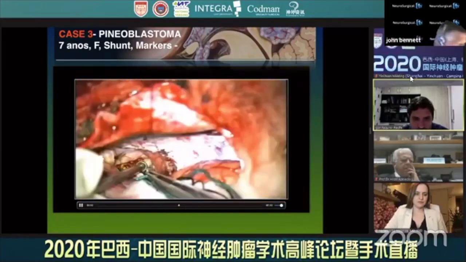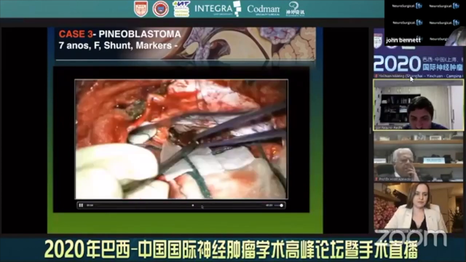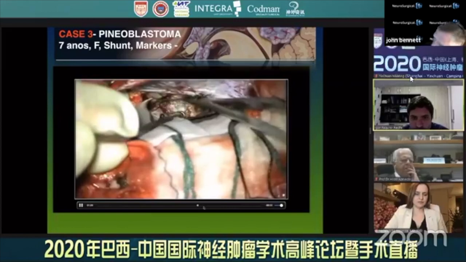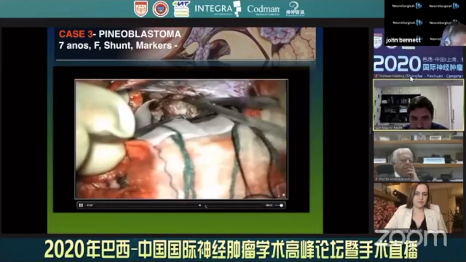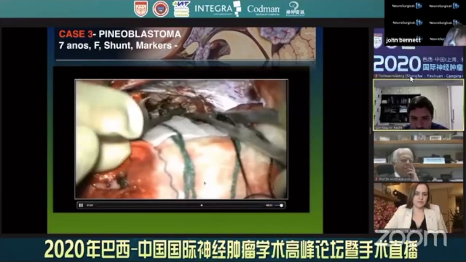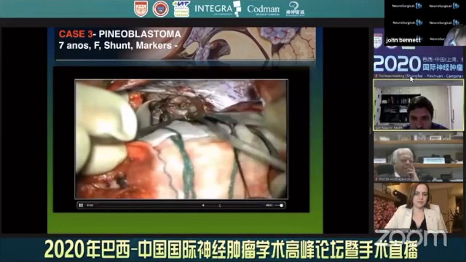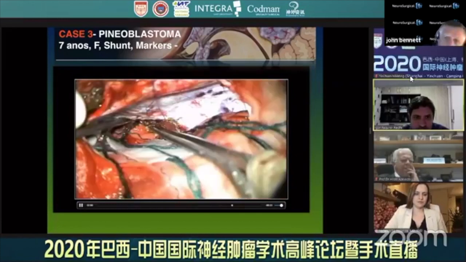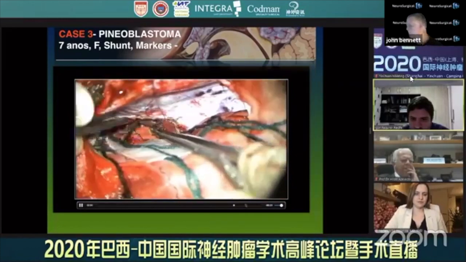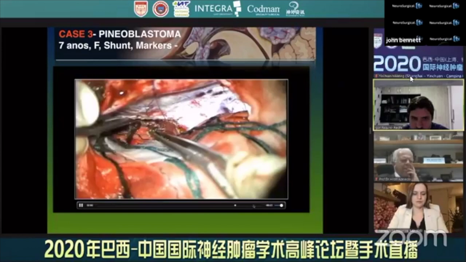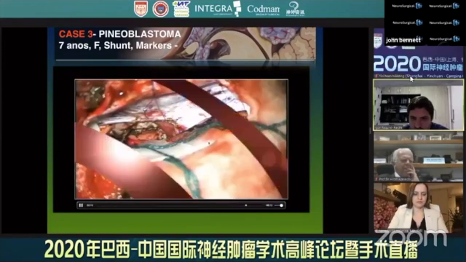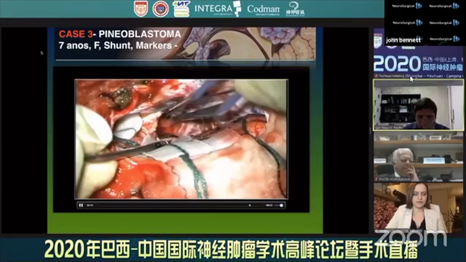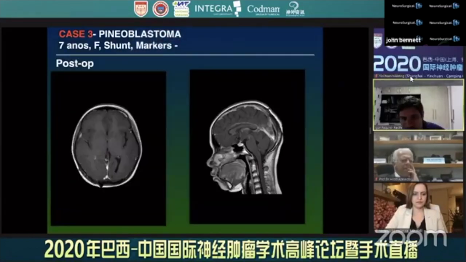And here we start to debulk the tumor. You can use the diffuser, but sometimes it might be very dangerous. So sometimes we prefer to use regular aspiration. And at the end, we can see the cavity from the tumor. This is the post-op, a gross total resection.